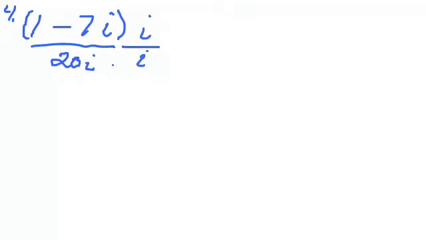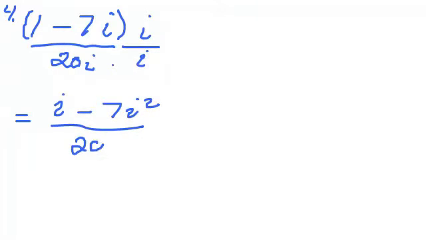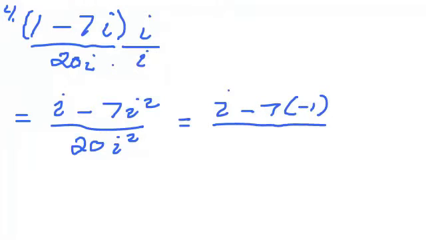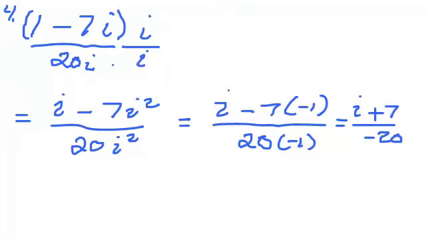So we end up with I minus 7i squared over 20 times I squared. Alright, so we have I minus 7 times negative 1, over, and this is negative 1 now, so 20 times negative 1. We got to clean this thing up. So we have I plus 7 over negative 20. Now we want to take this negative 20 out front, or I'm sorry, well, you could think of it that way too if you want.